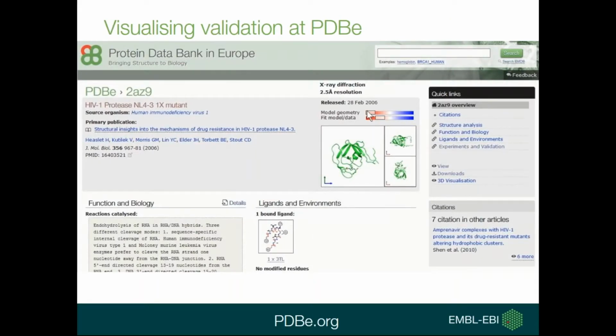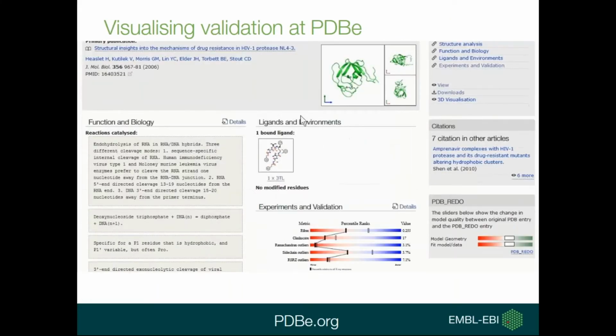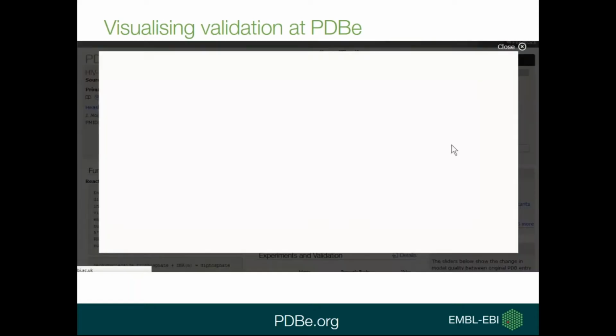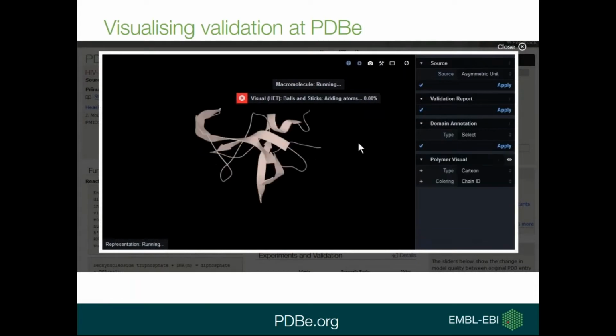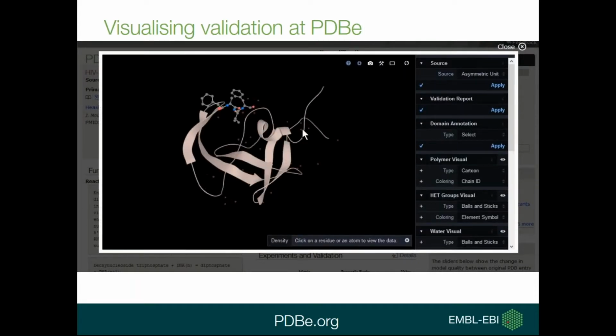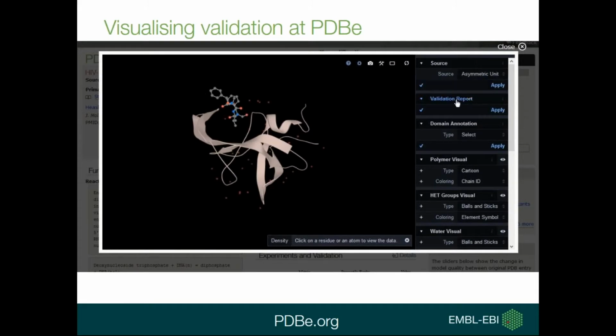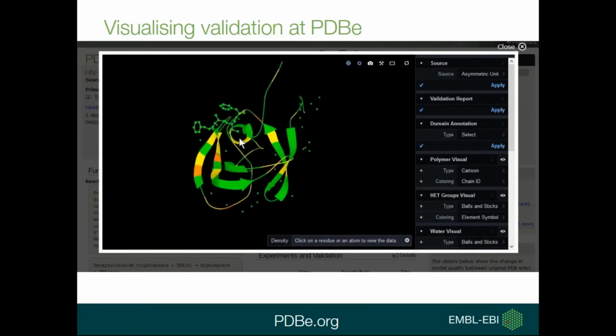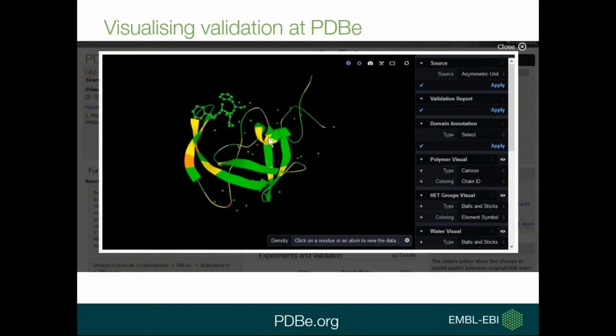On the PDB website you can see the validation. There's the summary there, there's the sliders that occur, and in our 3D visualization you can also see the validation information. So there's HIV protease, you can rotate it, go to the validation report options, hit apply, and now the molecule is colored according to those geometric outliers colors we mentioned before. Green, no outliers, through to red, 3 or more.